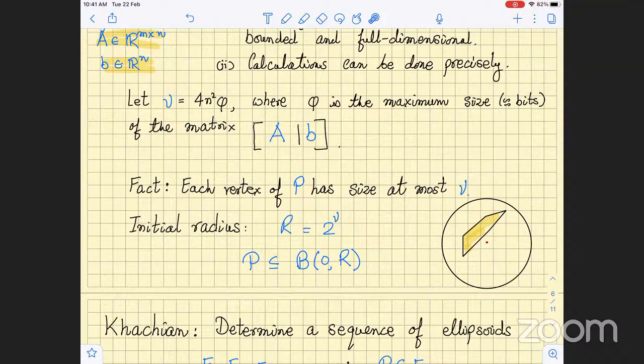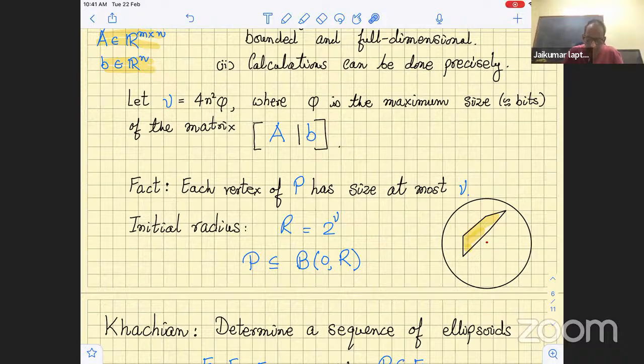Okay. So we are assuming that our polytope is bounded, and the numbers that were used in describing the polytope were small.